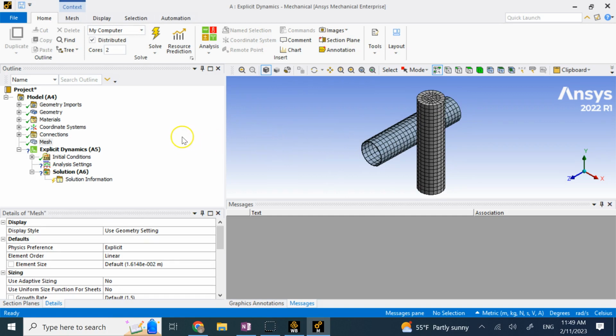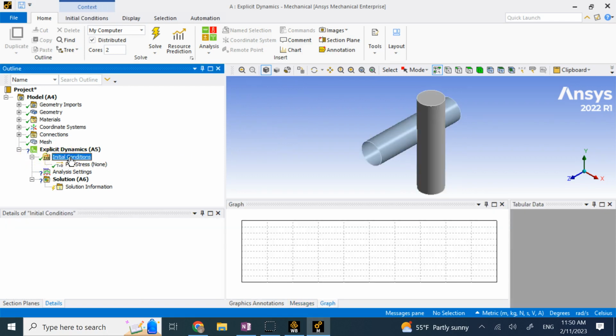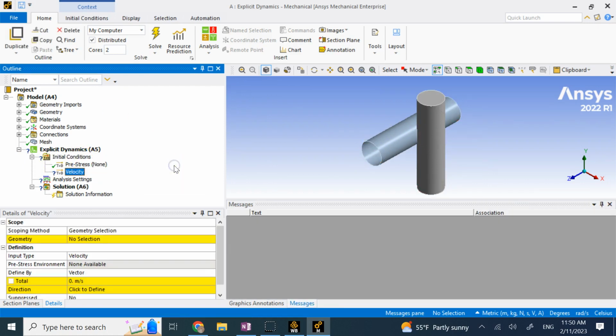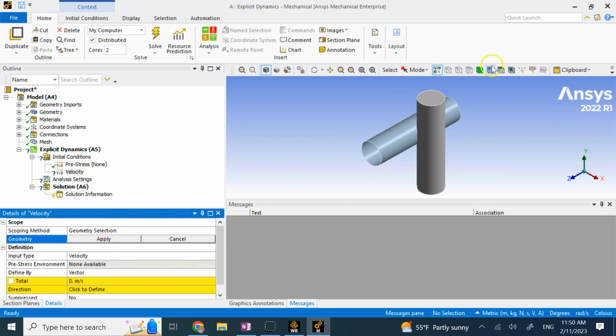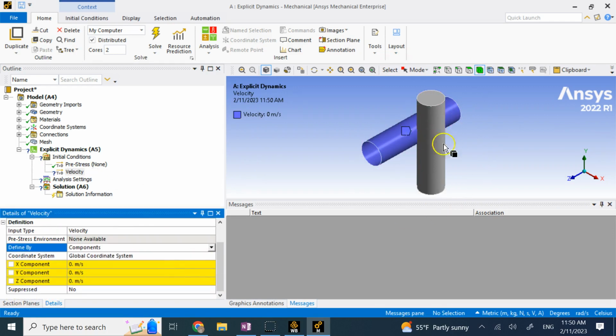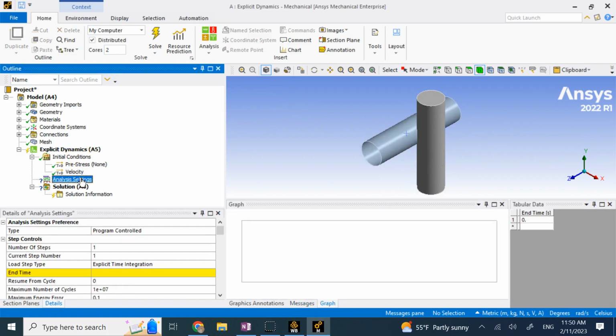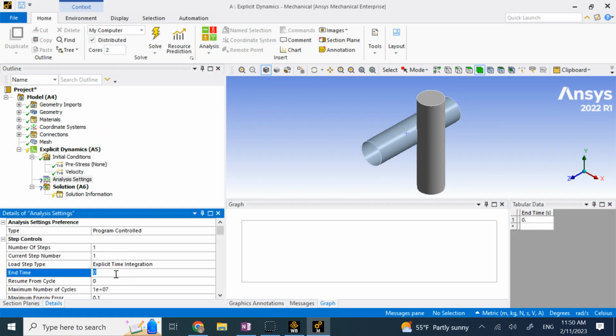And now I need to go ahead and set up my conditions. So for my initial conditions, I have nothing, but I need to add an impact velocity. So I right click here, go to insert and add a velocity. And the geometry I want to apply to is this object here. And then the method is components, and it is going to come in this direction, which is the x-axis. And I'm going to make it 300 meters per second, a large impact velocity that this guy hits against that object.